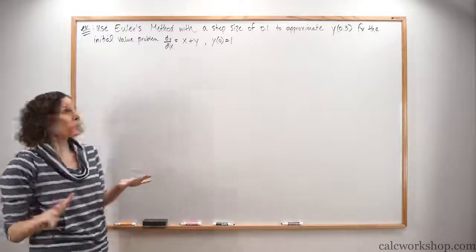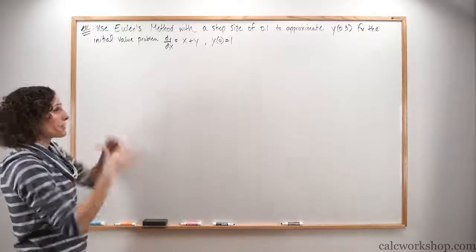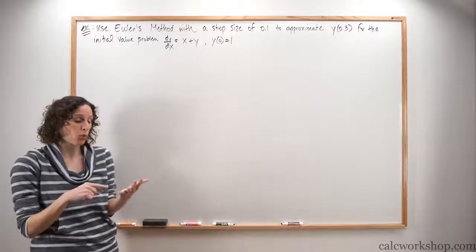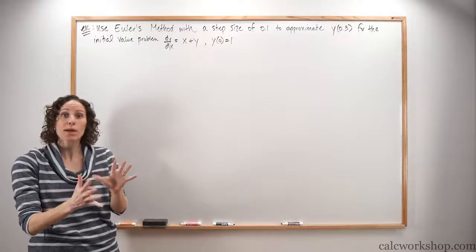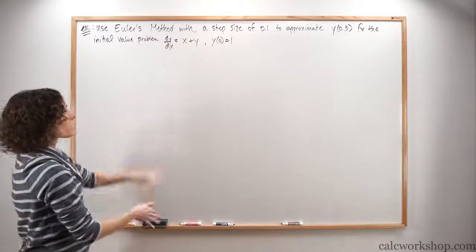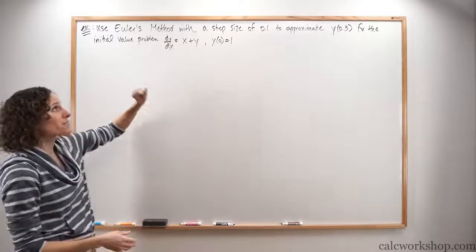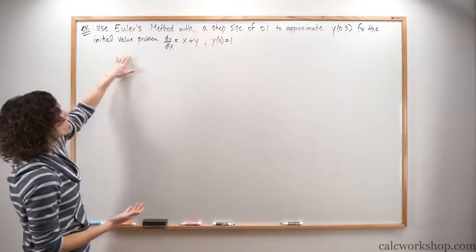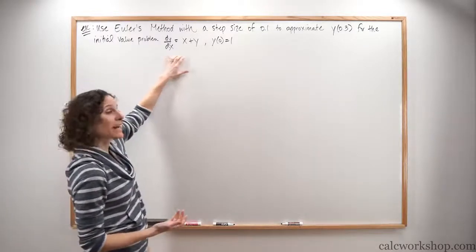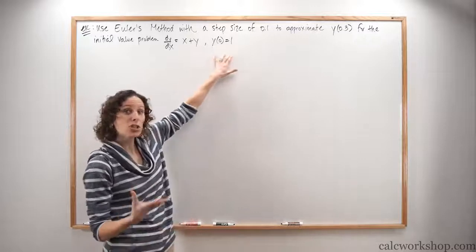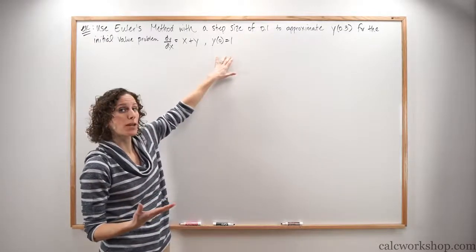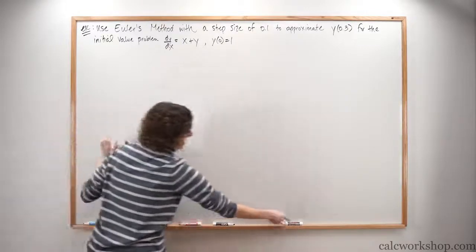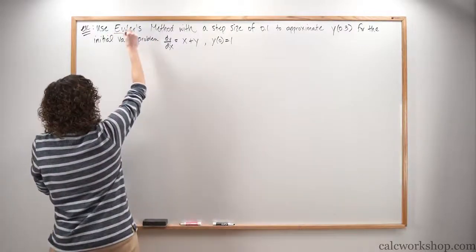All right, so for our first question, it says, use Euler's method. Ding, ding, ding, they want us to use it, so there you go. We could try to solve it, or we could use a slope field, but we're going to use the numerical iterative approximation. All right, so we're going to use Euler's method with a step size of 0.1 to approximate y of 0.3 for the initial value problem dy dx equals x plus y, given the initial condition y of 0 equals 1.